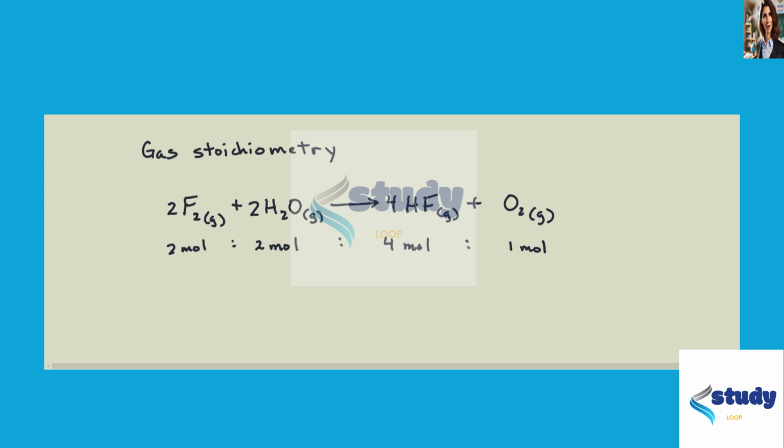Okay, but since these are gases, since this is a gas stoichiometry problem, and we are not informed of any change in temperature or pressure as the equation is taking place, this is also the volume ratio. So 2 volumes of F2 react with 2 volumes of the H2O vapor to give us 4 volumes of the HF gas and 1 volume of the oxygen. Volume could be milliliter, it could be liter, it could be any term that measures volume.